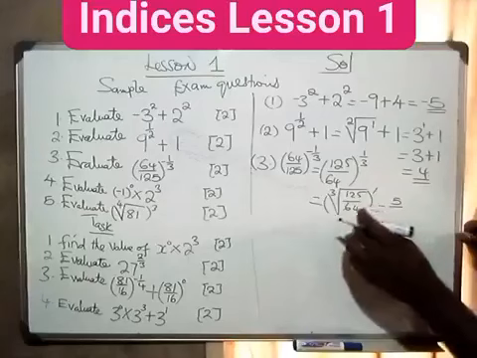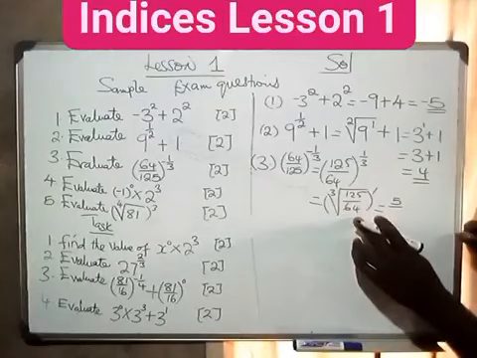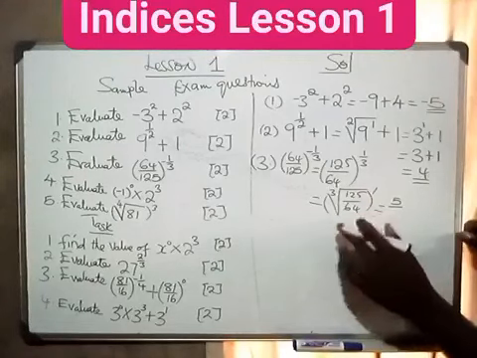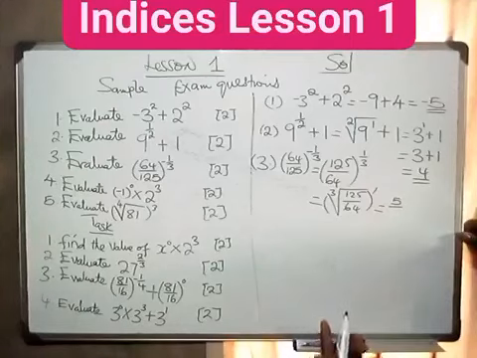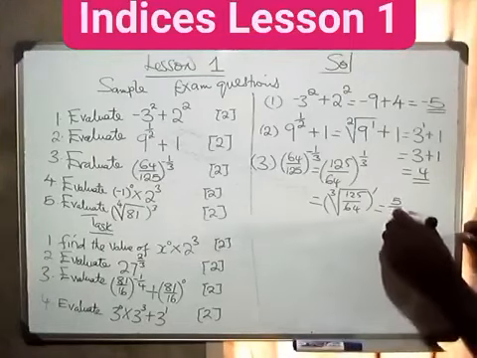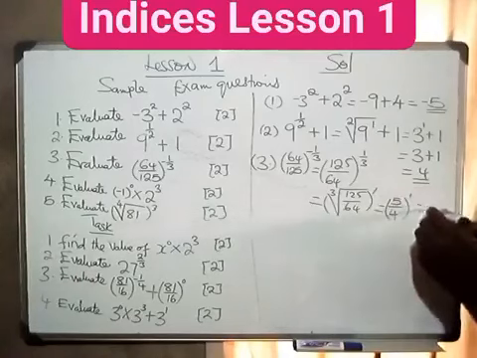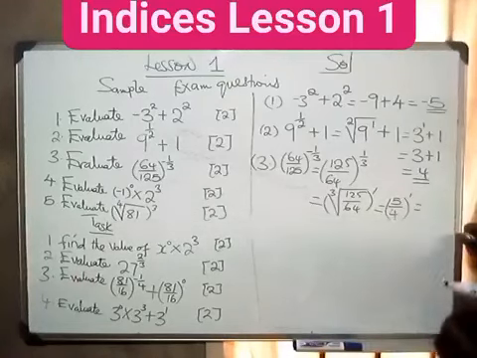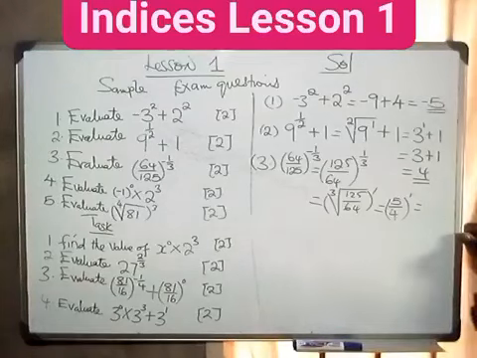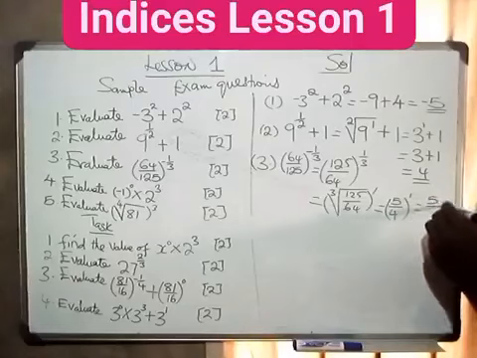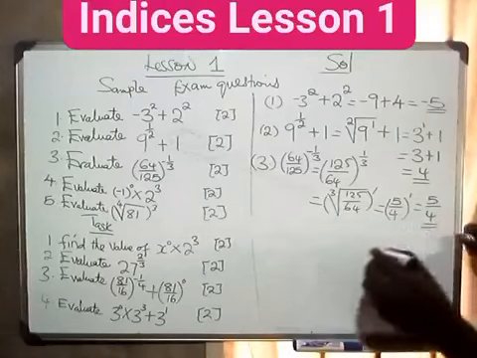Then over the cube root of 64, which is 4, because 4 times 4 is 16, 16 times 4 is 64. Then we say to the power 1. Remember the first row said anything to the power 1 is the thing itself. So we have 5 over 4 as our final answer.